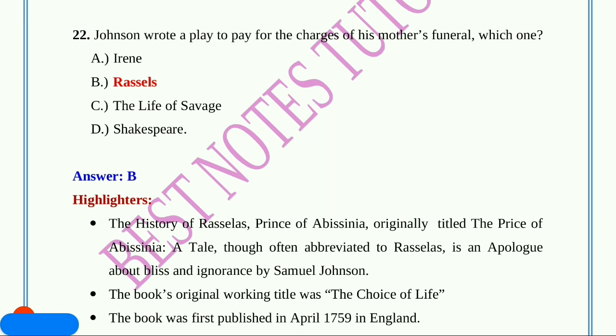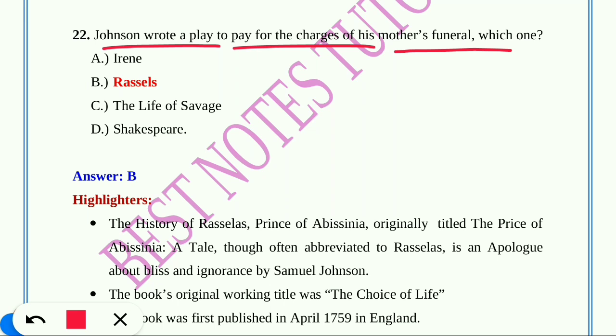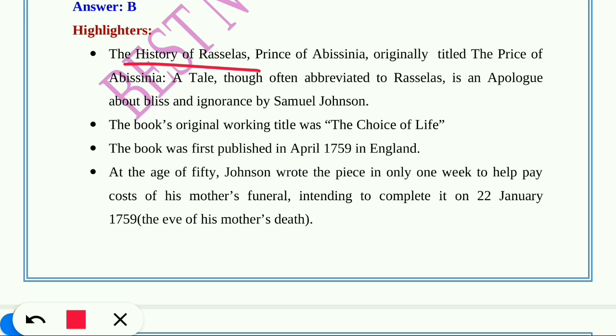Johnson wrote a play to pay for the charges of his mother's funeral. Which one? Option A, Irene. Option B, Rasselas. Option C, The Life of Savage. Option D, Shakespeare. The History of Rasselas, Prince of Abyssinia, originally titled The Prince of Abyssinia, a Tale, though often abbreviated to Rasselas, is an apologue about bliss and ignorance by Samuel Johnson.